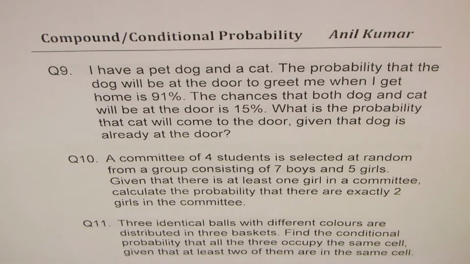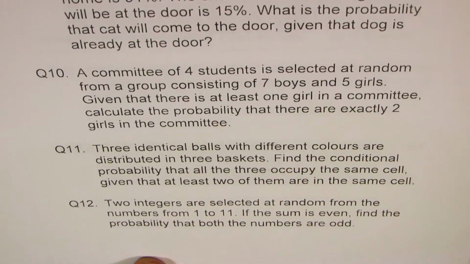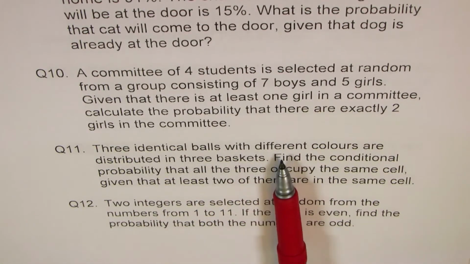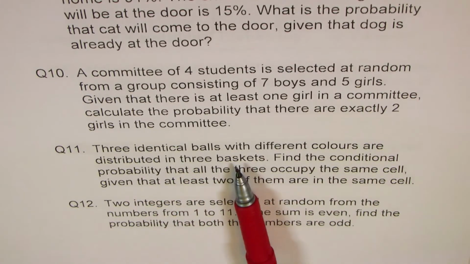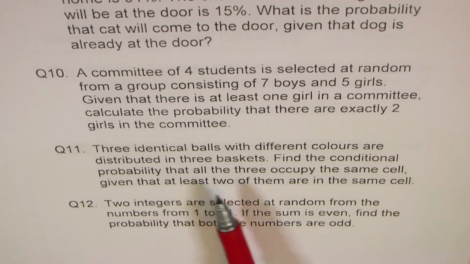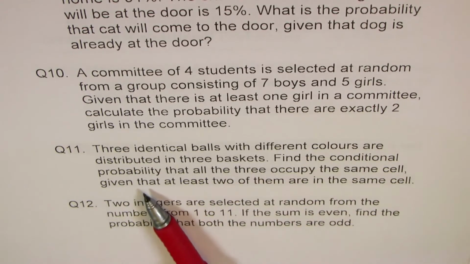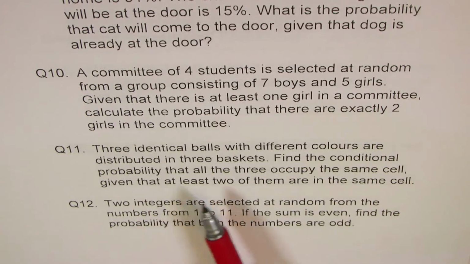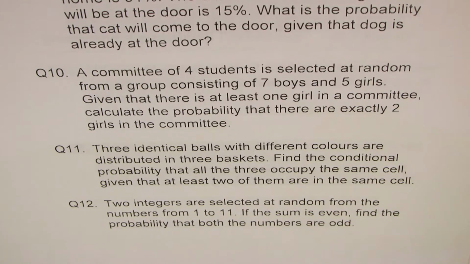Question number 11. 3 identical balls with different colors are distributed in 3 baskets. Find the conditional probability that all the 3 occupy the same cell, same basket that is, given that at least 2 of them are in the same cell, right? Given that at least 2 of them are already in the same cell.